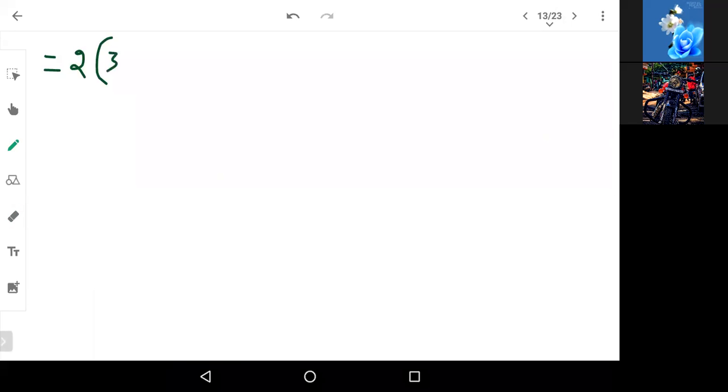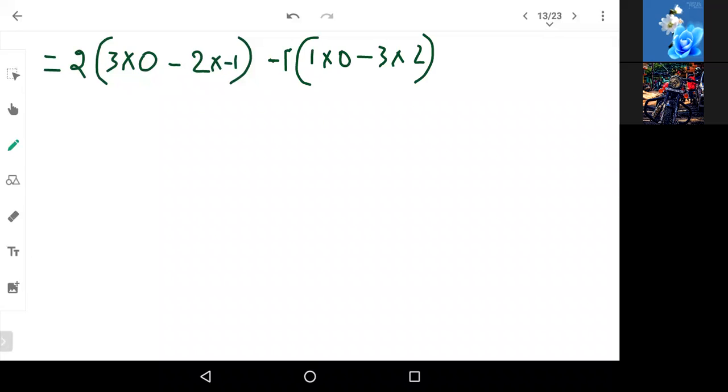Let us see who can answer. 3 into 0 minus 2 into minus 1. Minus 1 into (1 into 0 minus 3 into 2). Minus 1 into (1 into minus 1 minus 3 into 3). 20. Very good. Everybody has got the answer? 20. Great. Very nice.